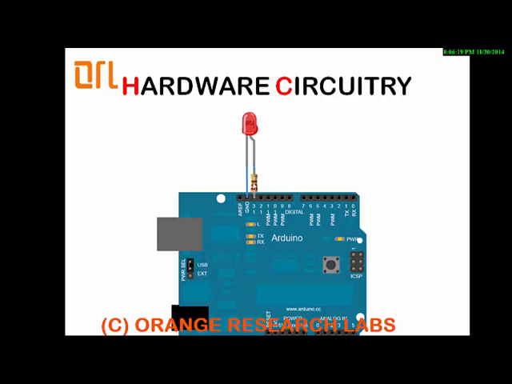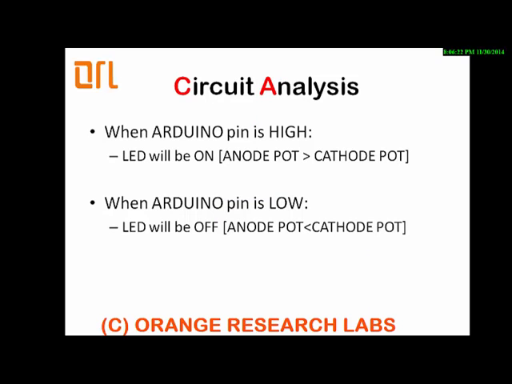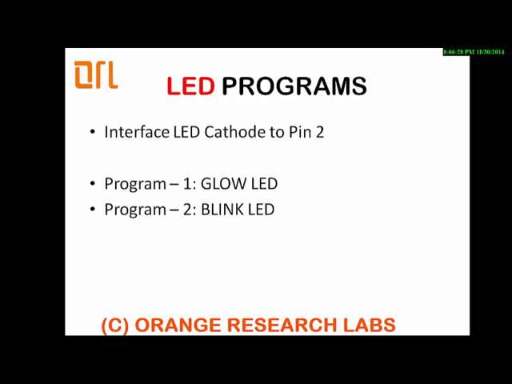Obviously, anode voltage will be greater than cathode voltage, then the LED will be on. If you want to make the LED off, then what do you need to do here? You need to maintain low at pin number 13. I will be having two types of programs here: one is glowing an LED, and the second one is blinking or toggling an LED.